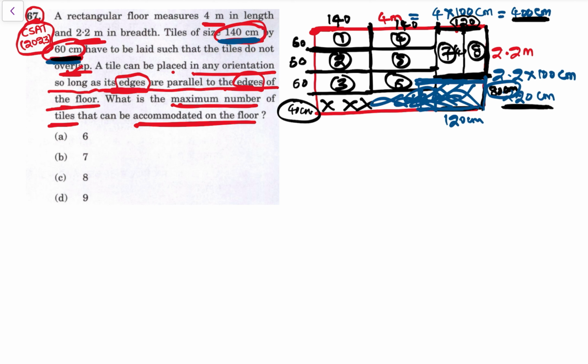So what is the maximum number of tiles that can be accommodated on the floor? That is 1, 2, 3, 4, 5, 6, 7, 8. So 8 tiles at most we can accommodate. So the option is C, 8 is the answer. Again, a very good conceptual question.